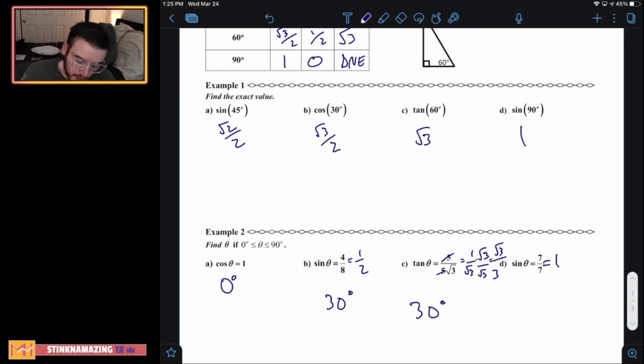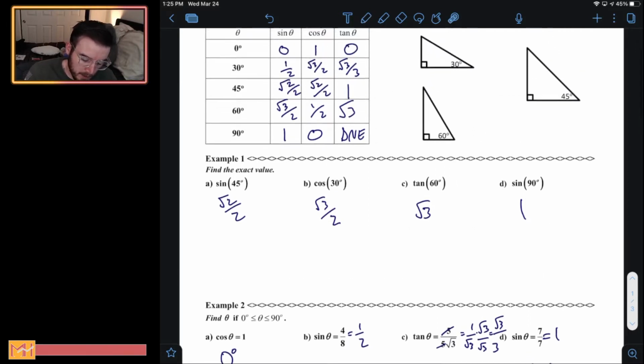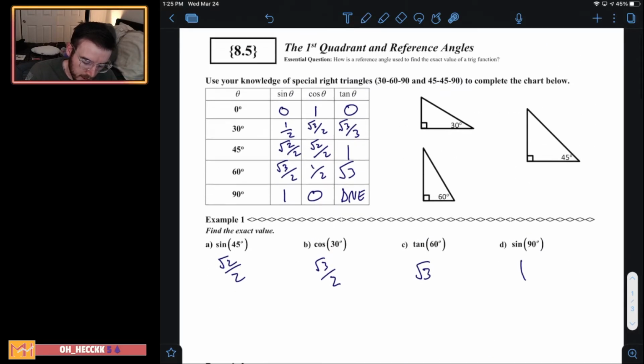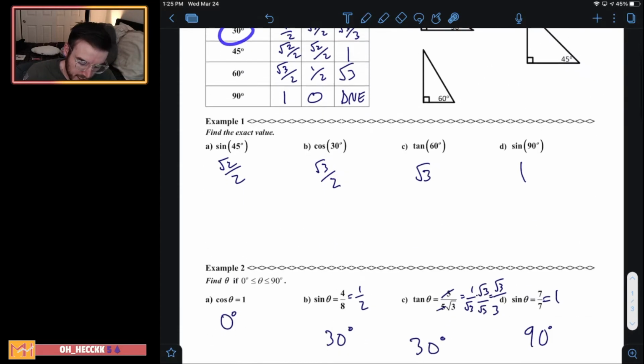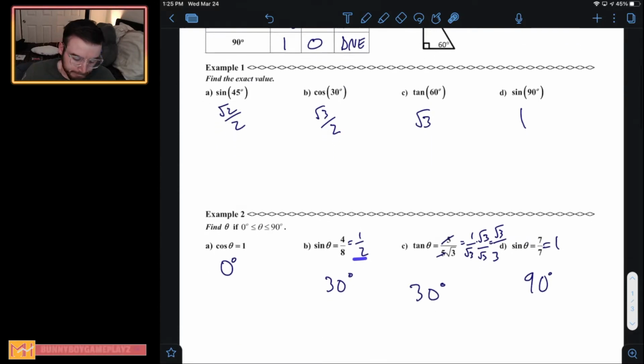And this is 1. Where is sine equal to 1? 90 degrees. So I'm just going backwards. I'm finding the trig value on the table and then saying, oh, that's a 30-degree angle. Okay?